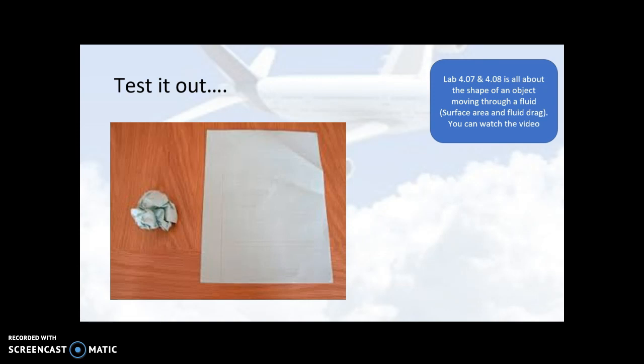This has to do with the surface area. The flat sheet of paper has more surface area than the crumpled piece of paper. So more surface area equals more drag. And the Lab 47408 is a video that you can go in and watch. There is no lab report, but go in and watch that video and see how the surface area can influence the drag.